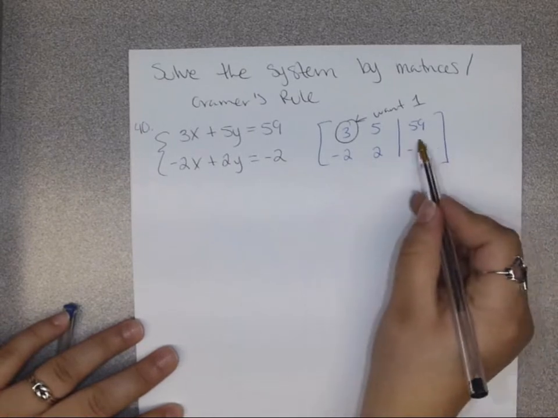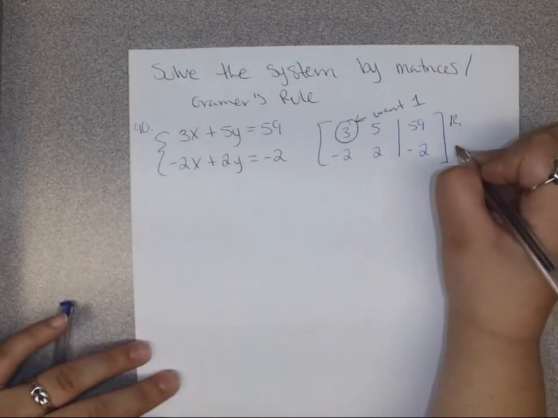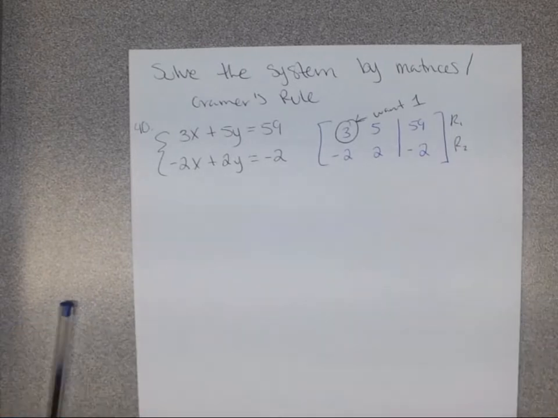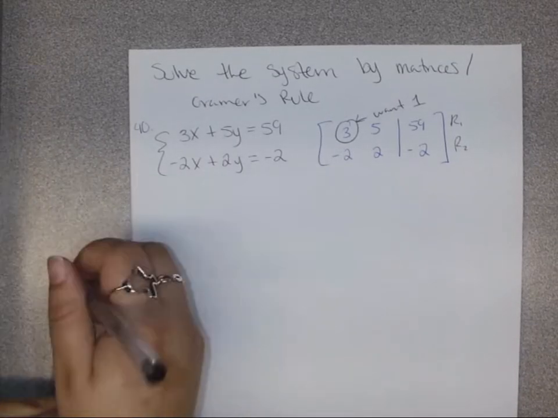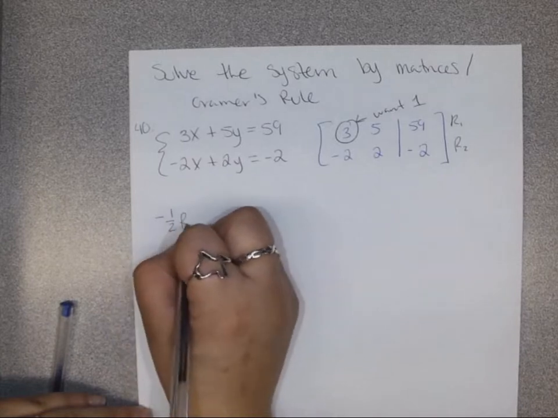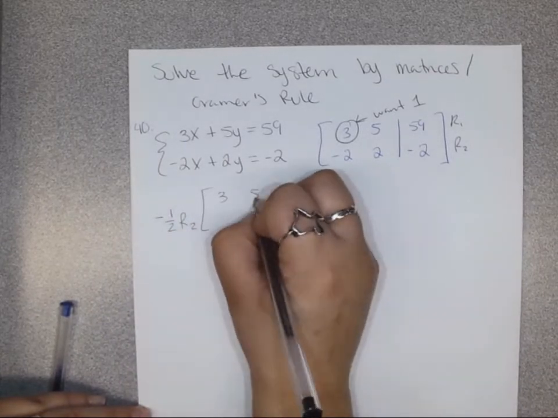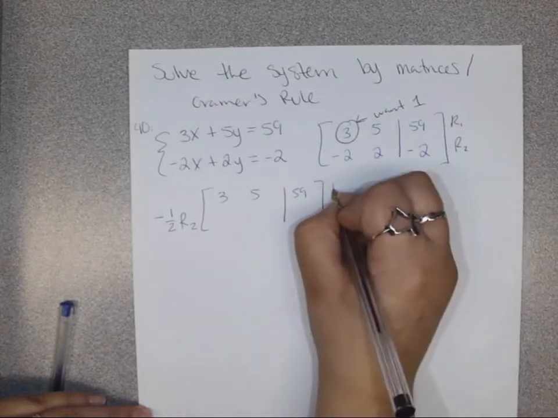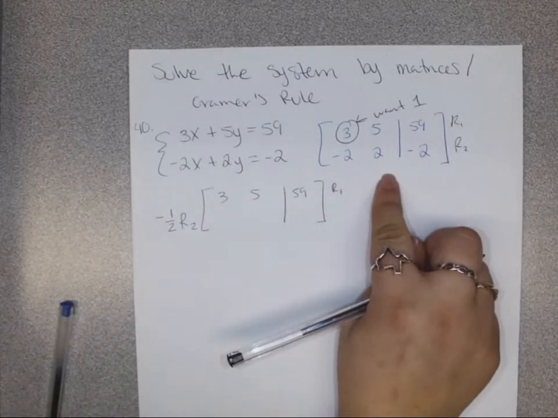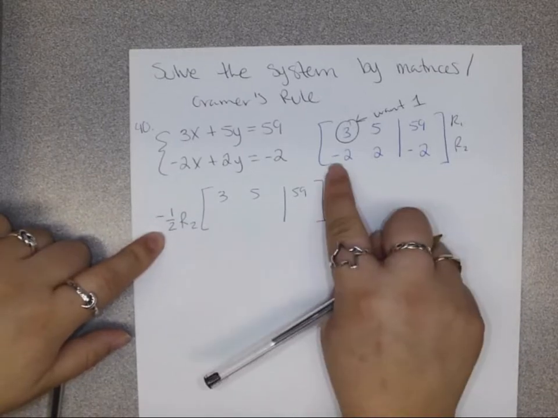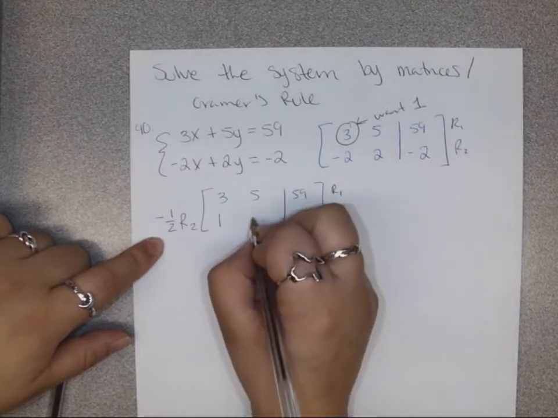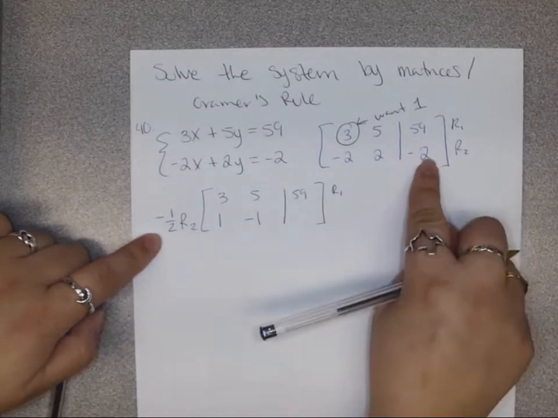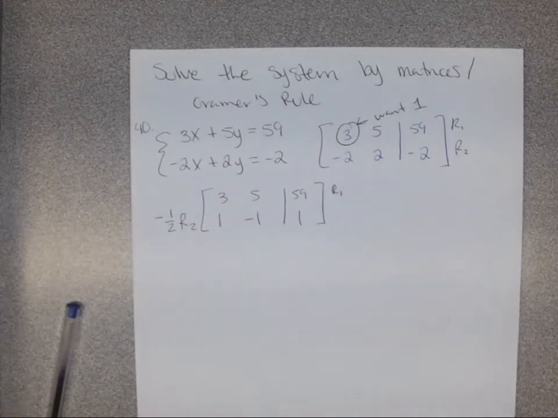Here, this is row 1 and this is row 2. I see row 2 is all 2's, so I can easily get this one to become 1 by multiplying by -1/2. So that means I'm leaving row 1 alone for a second. I'm taking row 2 and multiplying everything by -1/2. -1/2 times -2 will give me +1. -1/2 times 2 will give me -1. -1/2 times -2 will give me +1.